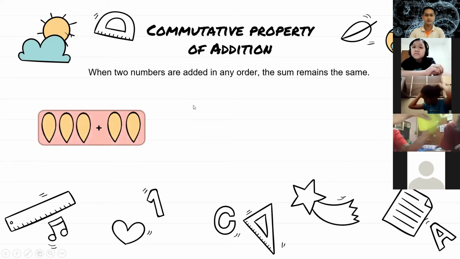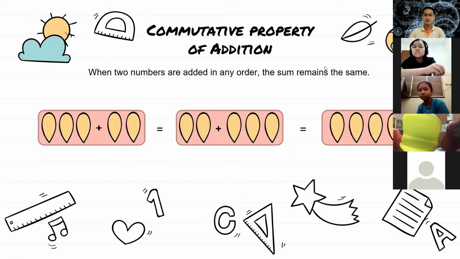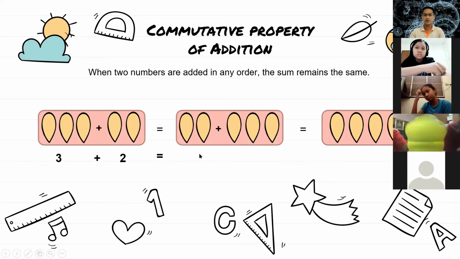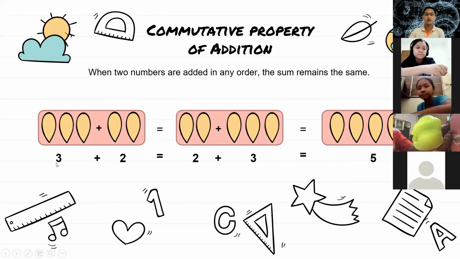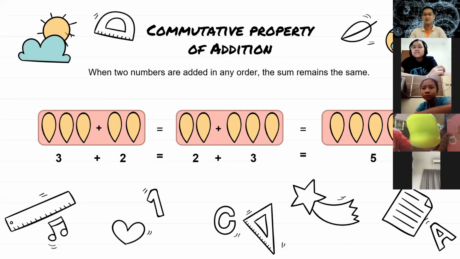Here is an example. It is written as 3 plus 2 equals 2 plus 3 equals, what is their sum? What will we get? 5. So even if we arrange them in a different order, they still have the same sum, the same answer. You understand? Yes. At the end of this slide, I'm going to ask you some questions and I will let you give some examples.